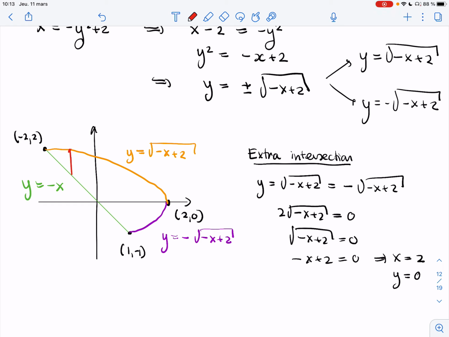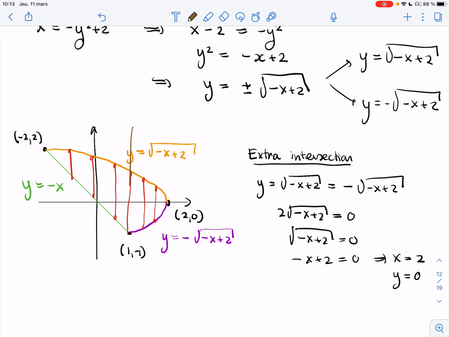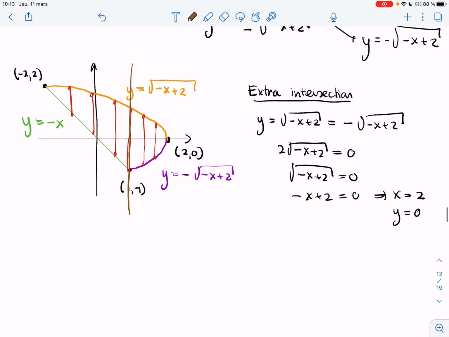Right, already you can see this is a bit confusing. Now I'm going to draw my vertical sticks, and you notice that at this point right here, bottom switches, and so I'll have to split my integral and compute two separate regions. All right, let's do it. Integral from a to b of top minus bottom. I can't really spell it out because bottom switches, so I'm going to just do parts of it.